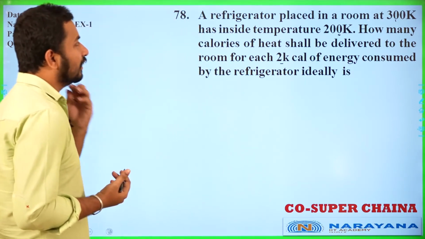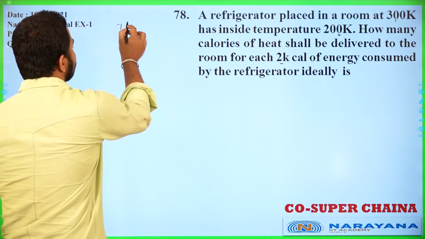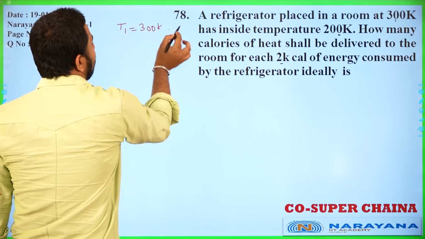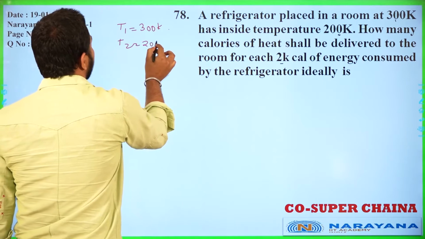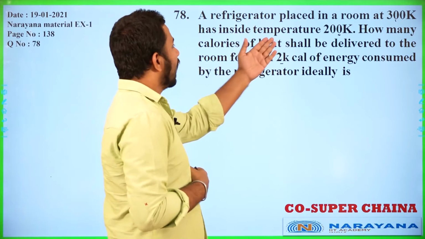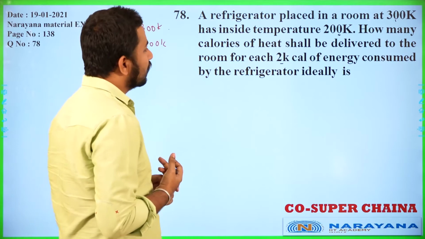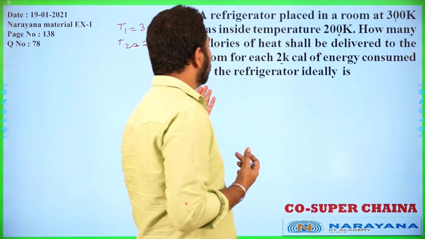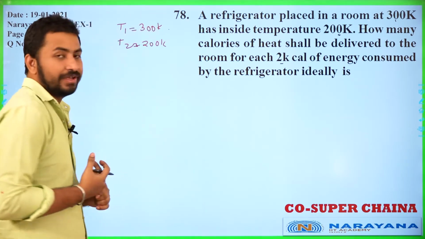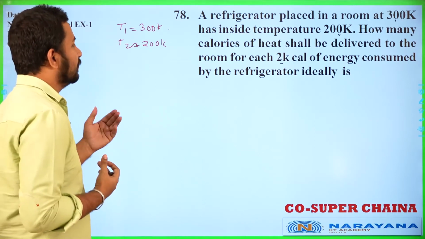So students, here the T1 and T2 values are given. T1 will be 300 Kelvin and T2 will be 200 Kelvin. Now, how many calories of heat shall be delivered to the room for each 2 kilocalories of energy consumed here? So you have to calculate how many calories of heat shall be delivered.